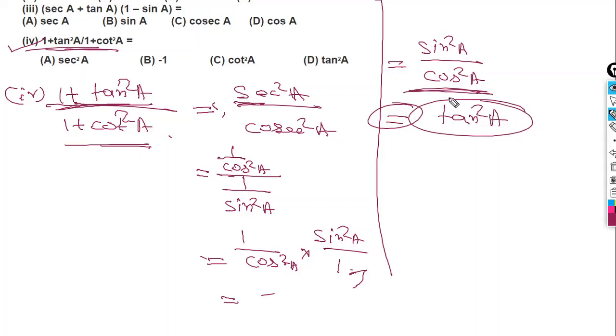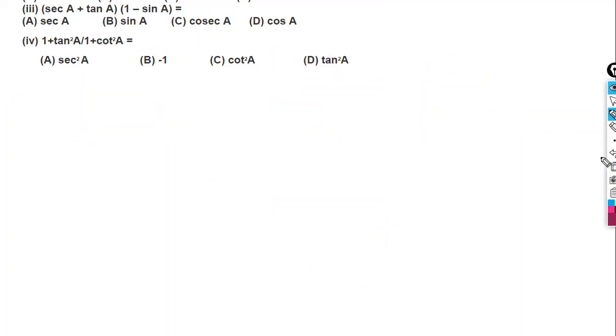Is there any option like tan square a? Yes, it is. So D is your answer. So in this way we can solve question number 4. Now we will move towards question number 5.